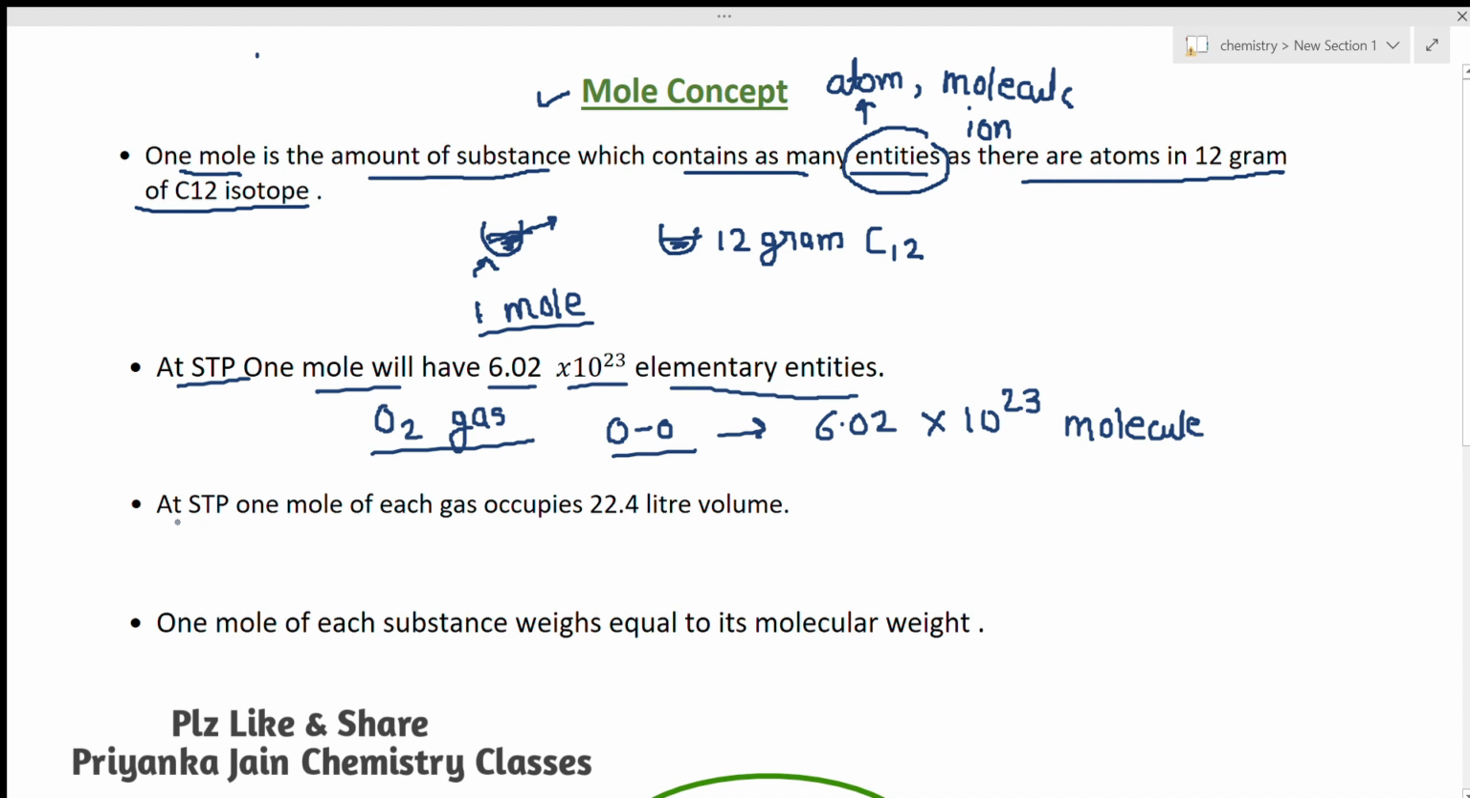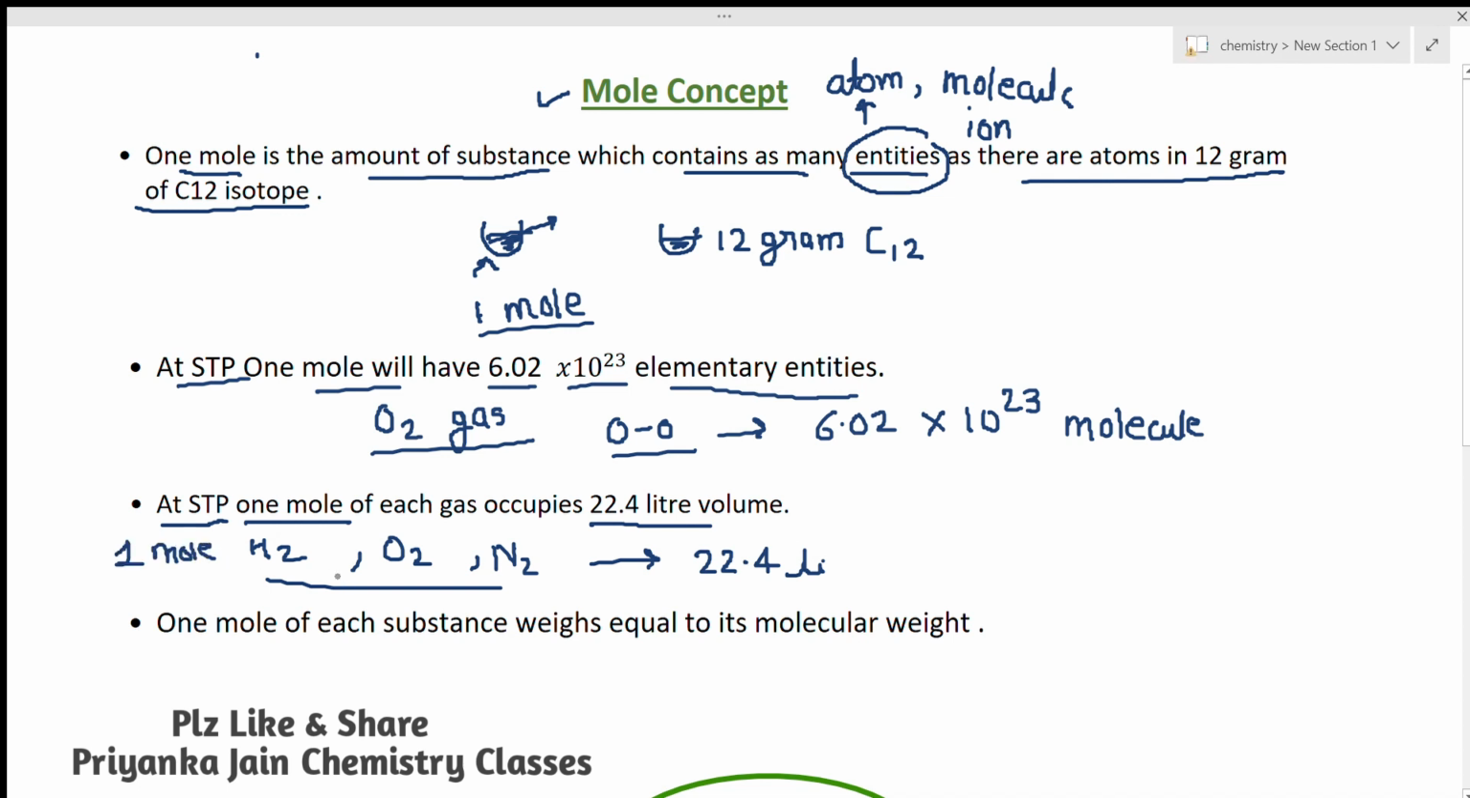Next important point: at STP, 1 mole of any gas occupies 22.4 liters, whether we are taking H2 or O2 or N2. Any of these we are taking, in all of them there will be a 22.4 liter volume. It means if we are taking 1 mole of any of these gases, all will have 22.4 liters, right?